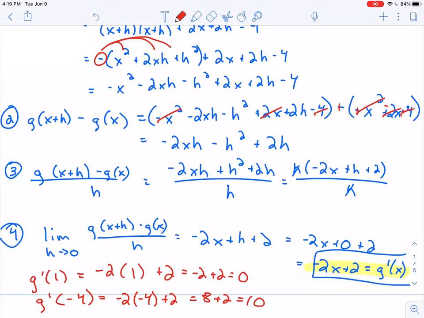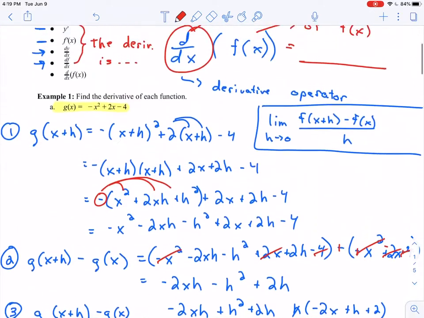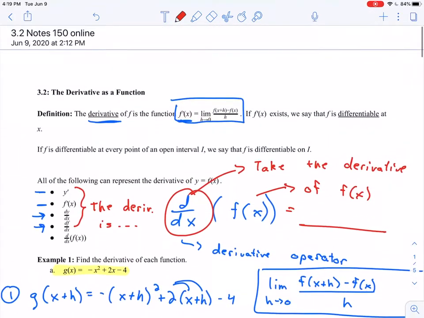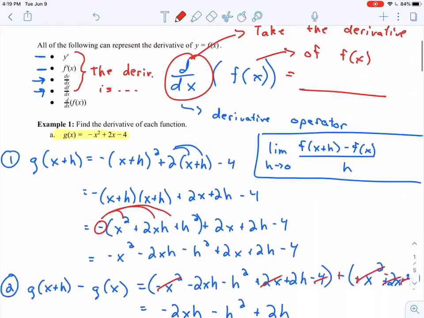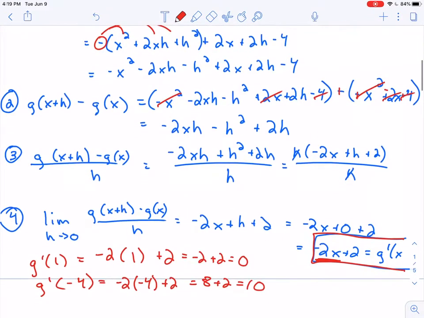One other thing that I'll mention, and notice how this answer is different from the answers we came up with in the last section. This answer is actually a function, right? That's actually the name of this section. It says, the derivative as a function, which means that at the end of the day, when you find your derivative, most of the time, not every time, but most of the time, you end up with something in terms of x. You end up with something that depends on x.